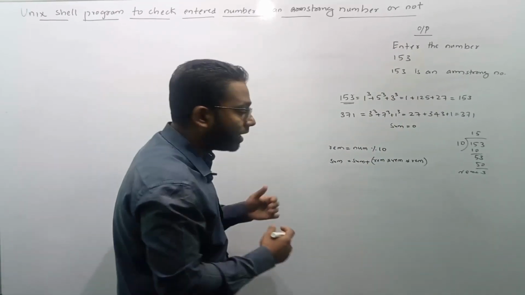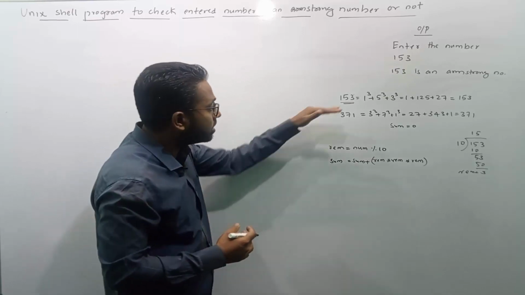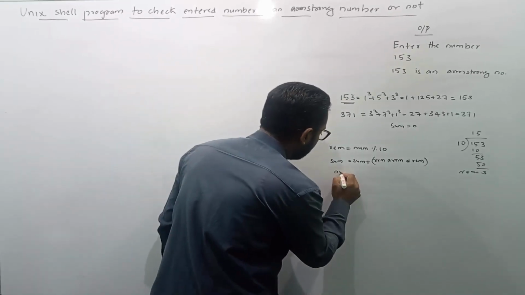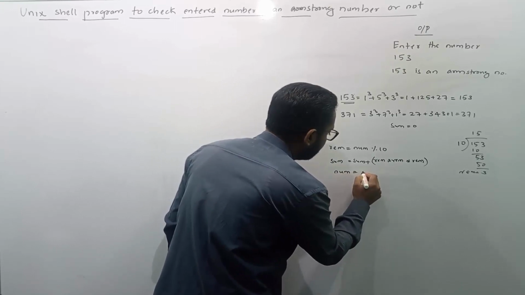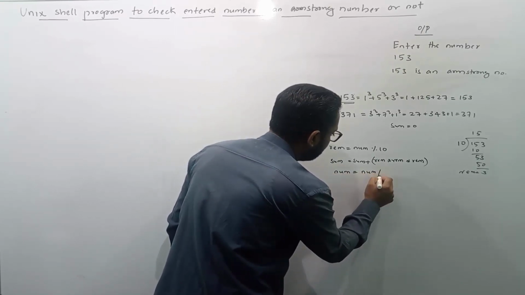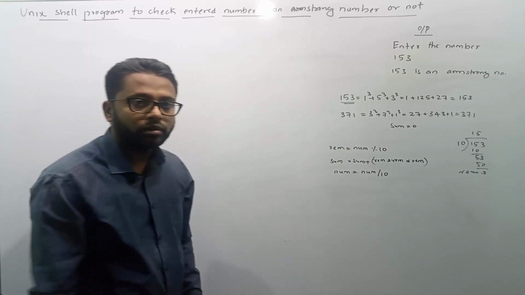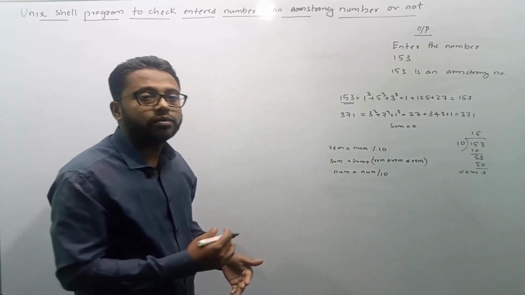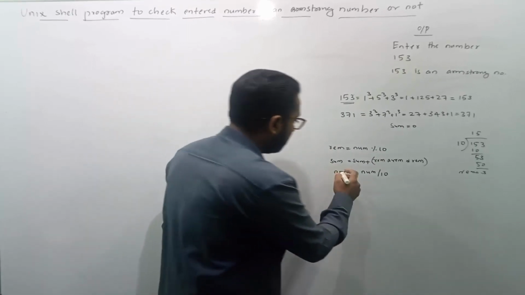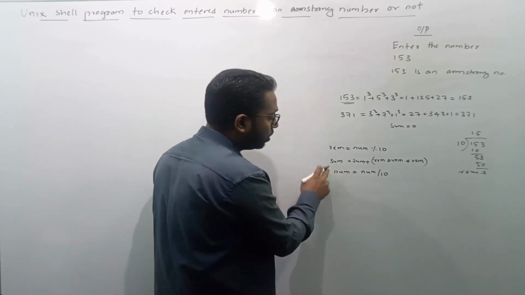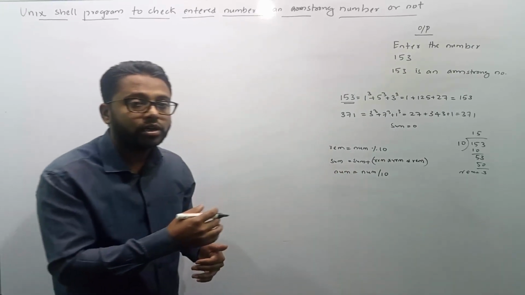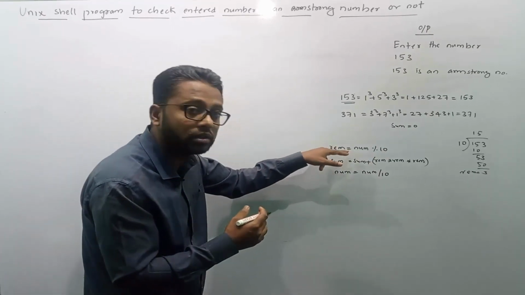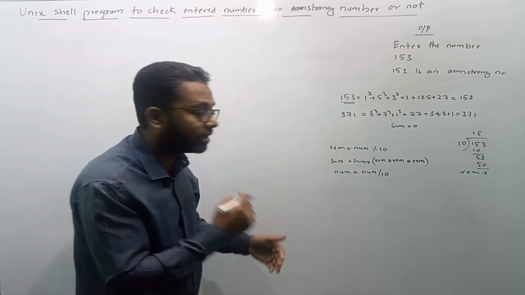Next, I need to reduce this number 153 to 15. To reduce, I need to divide that number by 10, num by 10. By doing this, 153 will get reduced to 15. Now num has the value 15. For num equal to 15, I need to perform the same first step. I need to find the remainder again.